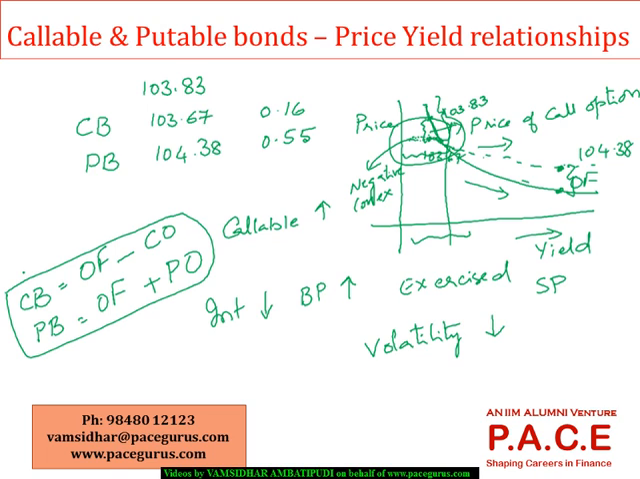I hope the understanding of the interest rate tree, how we build the interest rate tree, and how we use risk neutral probabilities to value the call option or put option or even an option free bond, or find the value of the callable bond or putable bond, or even value any other interest rate based derivative security, is clear.